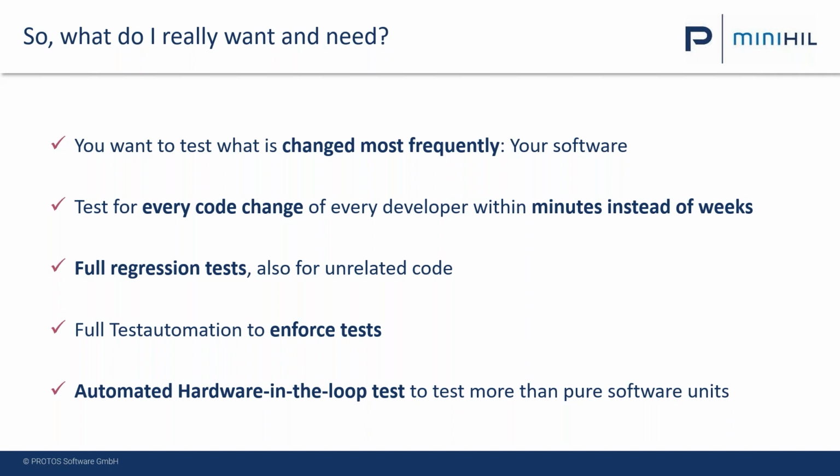You want to test for every code change of every developer within minutes instead of weeks. You need a full regression test also for unrelated code. You know the situation: you change something on one side of your system, and on the other side of your system an error occurs and you don't know why. So you need a full regression test because there are dependencies in your system. You need a full test automation to enforce tests, for example a continuous integration that executes a test for every change. And you need an automated hardware in the loop test because you want to test more than pure software units.